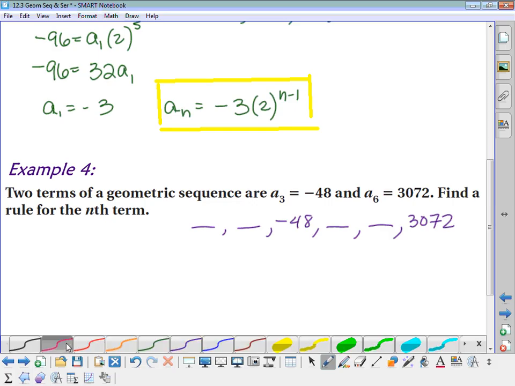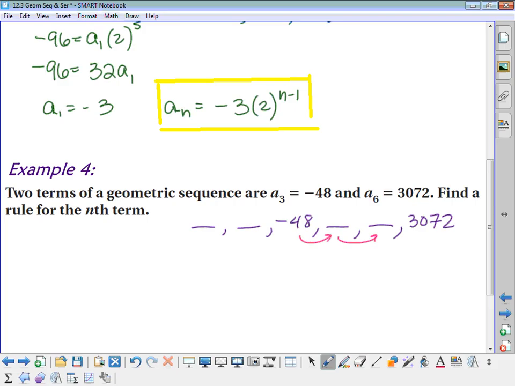So if you think about what you're doing, you're multiplying by the ratio every time, right? Times r, times r, times r. So in other words, if I take negative 48 and I multiply it times r 3 times, that's r to the 3rd power, right? That's going to equal 3072. So I can divide that. And I get that r cubed is negative 64.